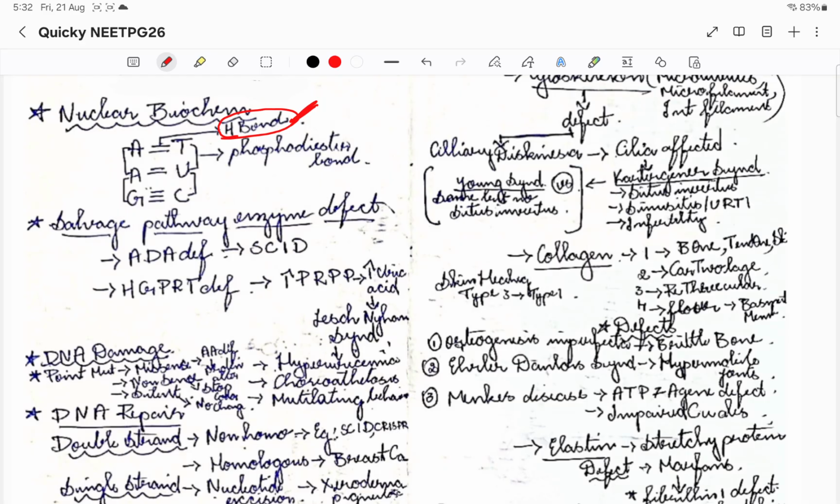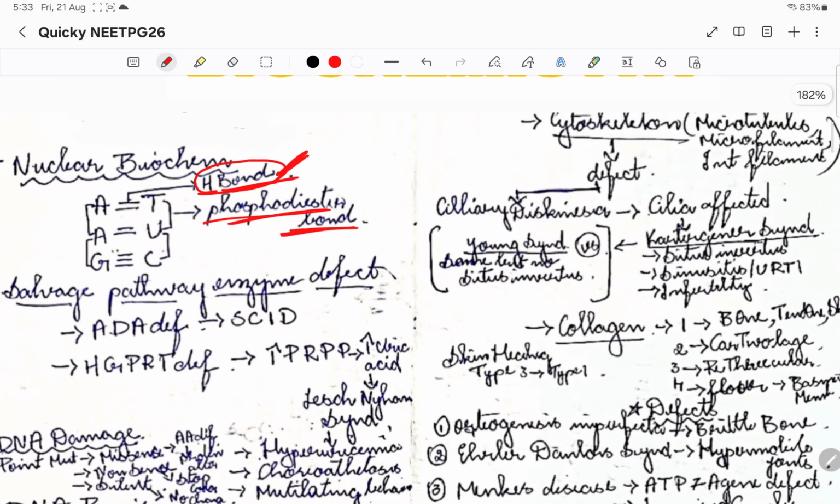Instead of asking what the bond is between nucleotide or nucleoside, it is better you learn that between A and T, the direct bonds will be H bond, and between the adjacent nucleotides, it is going to be the phosphodiester bond. This is a DNA structure, right? So in the DNA structure, between A and T, it's going to be the H bond, whereas between adjacent nucleotides, it is going to be the phosphodiester bond.